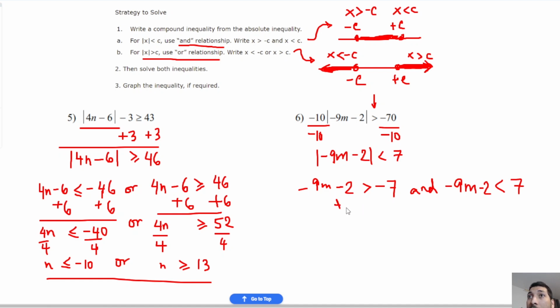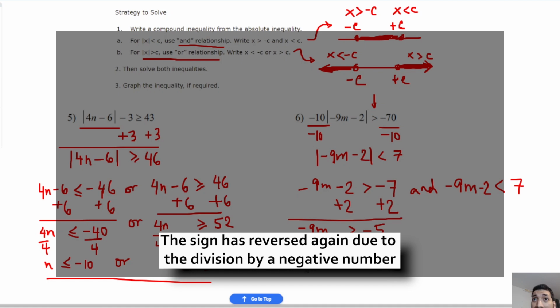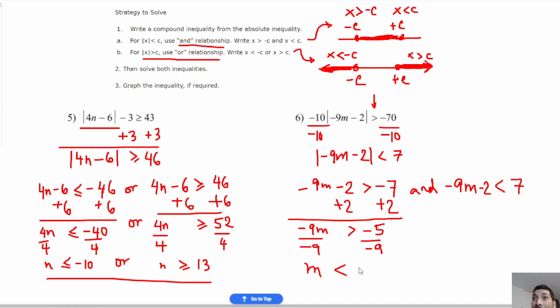Here we just add 2 on both sides. If we add 2 on both sides, we get -9m greater than -5. Divide both by negative number. We divide both by -9, we get m. Since we are dividing by a negative number, this would be less than 5/9.